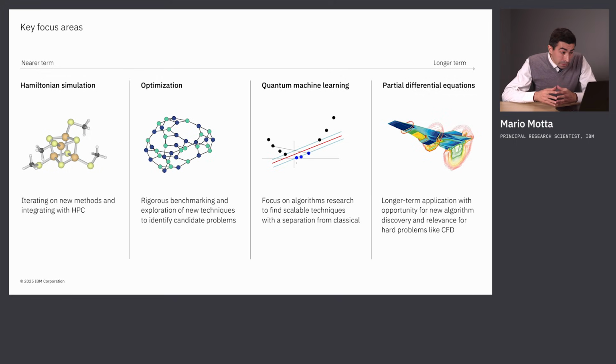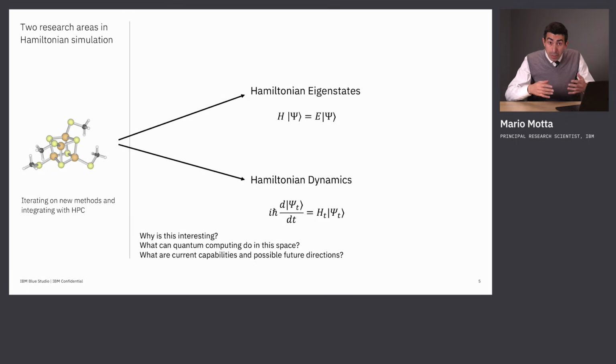This sort of pattern has been unfolding in various application domains, which are listed in this chart. I'll be telling you only something about the first one, which is on the left, Hamiltonian simulation. Hamiltonian simulation in itself is a very broad field, and today we'll be touching briefly upon two subfields. One, the simulation of Hamiltonian eigenstates, the solutions of the time-independent Schrödinger equation, and the other, the solution of Hamiltonian dynamics, of the time-dependent Schrödinger equation.